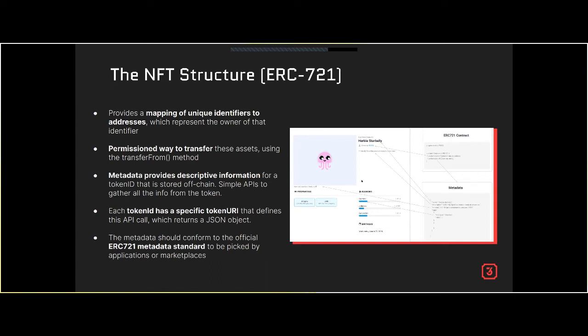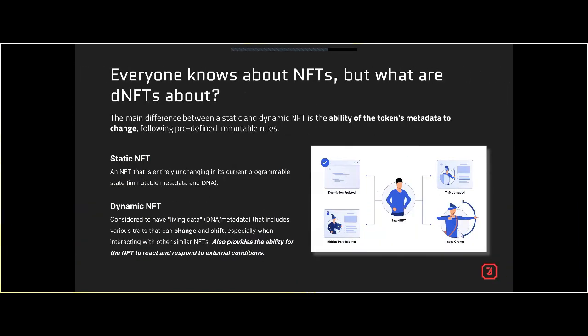The metadata of an NFT should fit the standard NFT metadata standard that was promoted by the original ERC, but also OpenSea. So you see this JSON format with the image, but also traits and attributes. Everyone knows about NFTs, right? So this was maybe an extra slide, a repeat for most people.